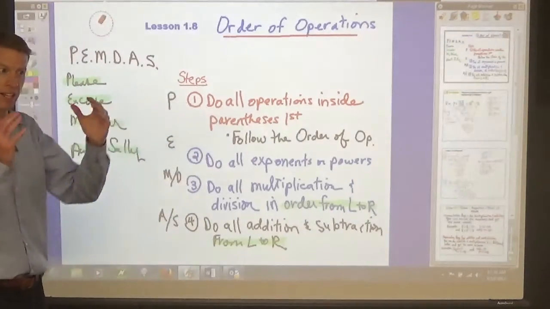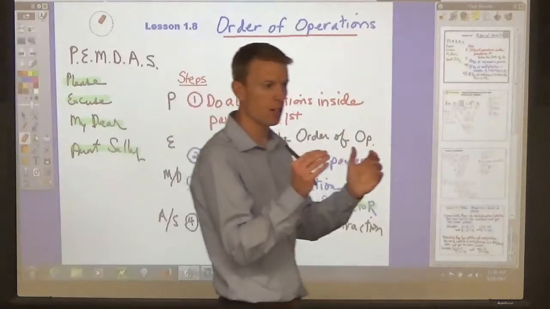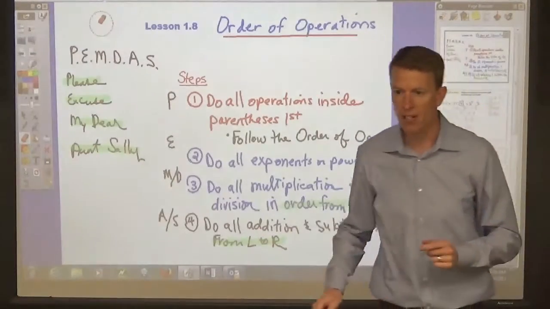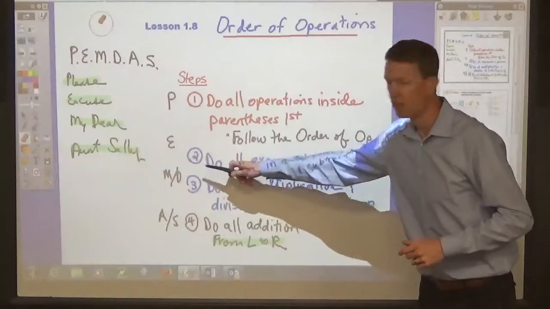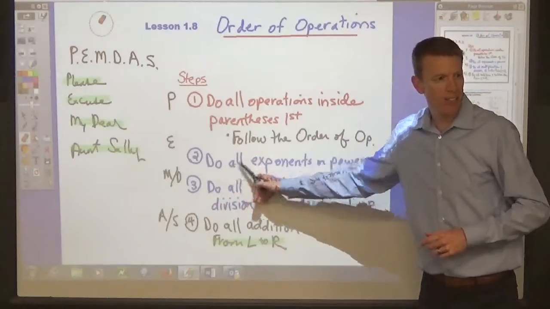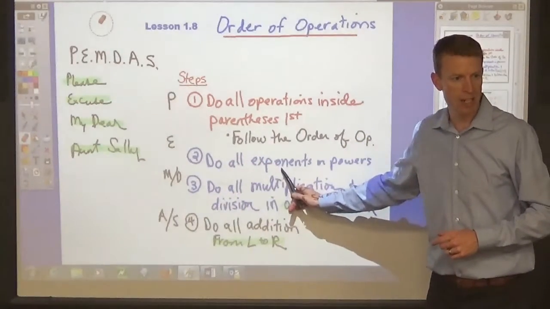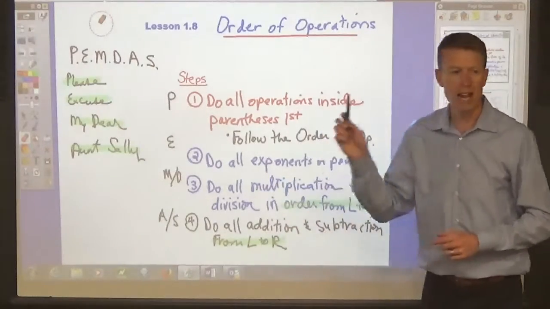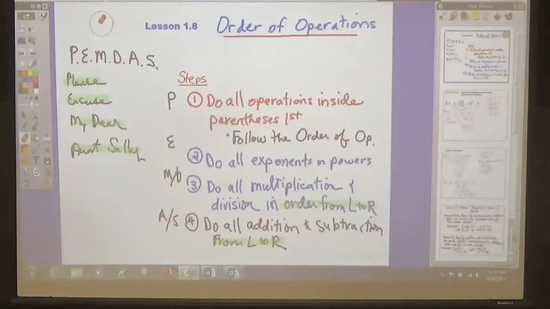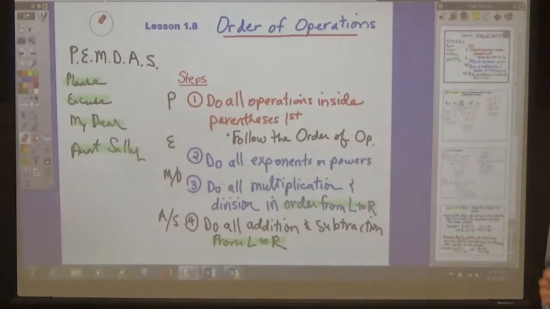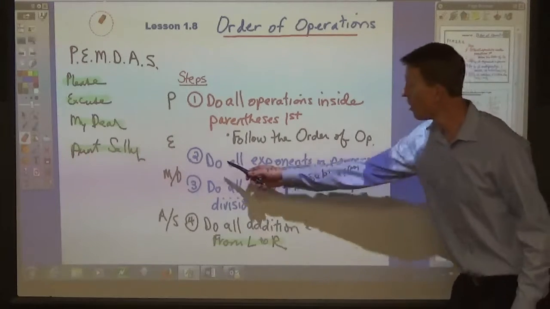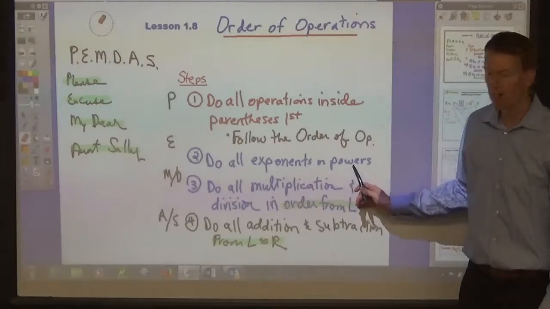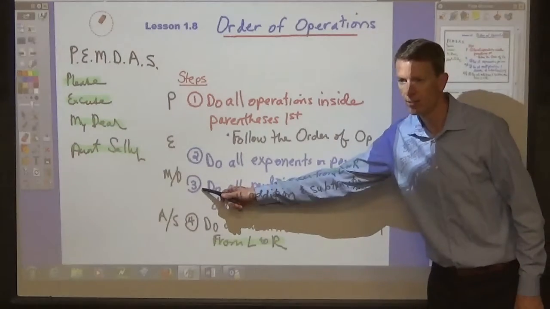Once you've done everything in the parentheses and you have an answer in the parentheses, then you go to step 2. In our last lesson you learned about exponents and what they mean. And so if you see exponents in the problem, you have to solve the exponents next and find the answer to any number that has an exponent. Okay? Once you're done with all the exponents, then you go to step 3.